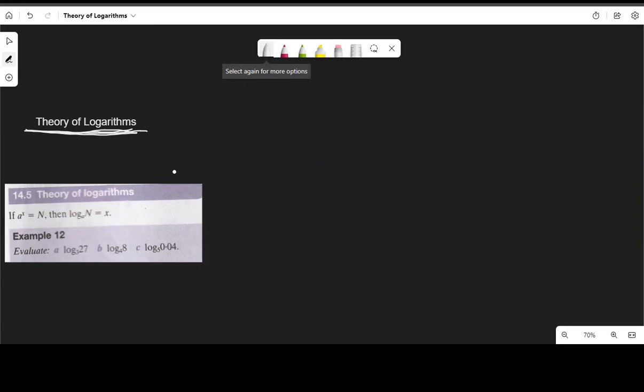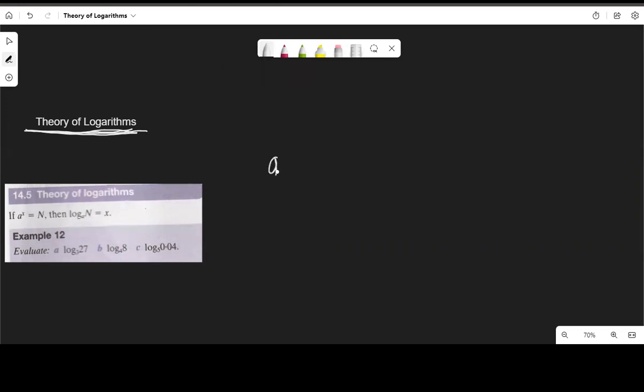In this lesson, we're looking at the theory of logarithms, and here we're going to be applying the laws of logarithms. First of all, we are starting with the ability to convert between logarithmic form and index form.